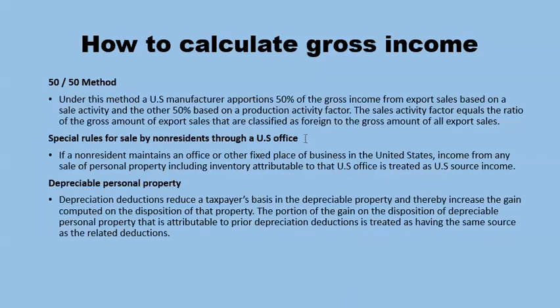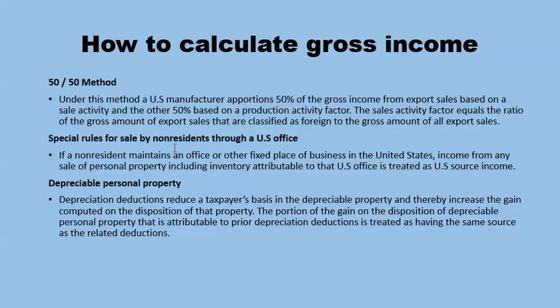50-50 method. Under this method, a US manufacturer apportions 50% of the gross income from export sales based on a sales activity factor and the other 50% based on a production activity factor. The sales activity factor equals the ratio of the gross amount of export sales that are classified as foreign to the gross amount of export sales.